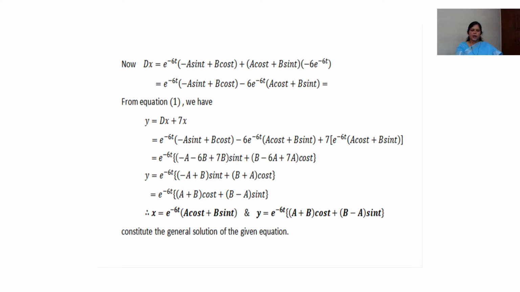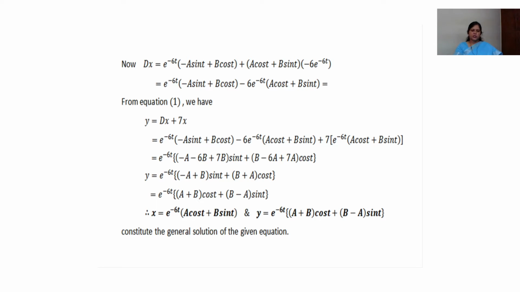So e to the power minus 6t is common, take it out. From the first term, for sin t, we are getting only minus a. Then the second term we have minus 6b for sin t, substitute that value here. And from the third term, 7b is the sin t. Similarly, we write the cos t terms together. All the sin t terms we write together, as well as the cos t terms.